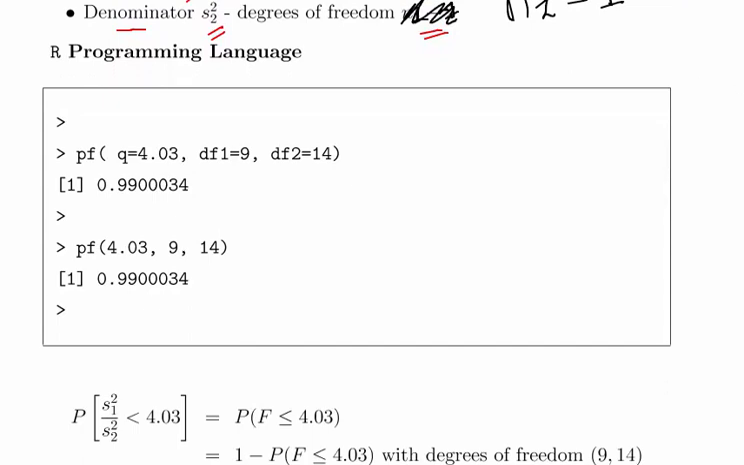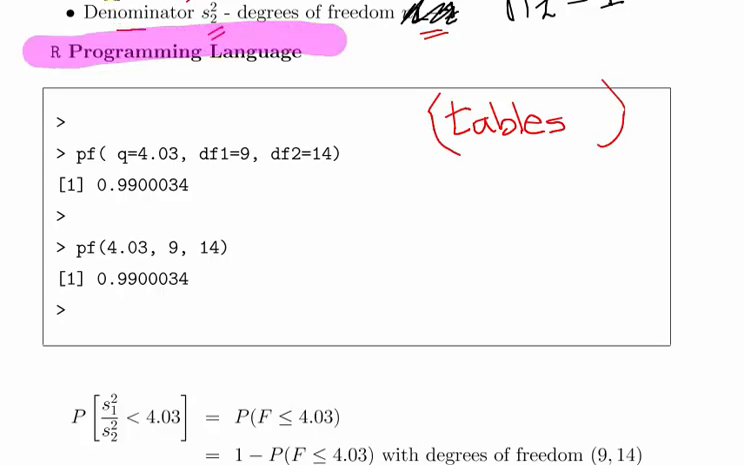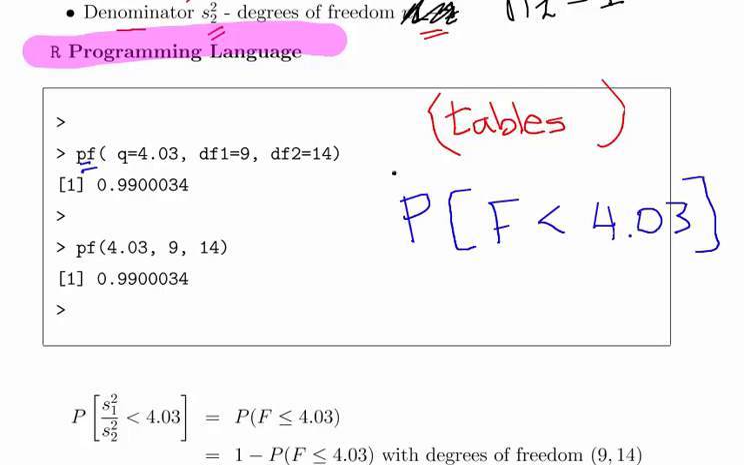Now, what we could do here is use statistical tables, and I'll probably look at that in a different video. But in this instance, we'll look at the R programming language. This is to help you check your answers. So PF is the R command for finding the probability of F being less than 4.03. That's the command there. And what we also have to do is put in degrees of freedom.